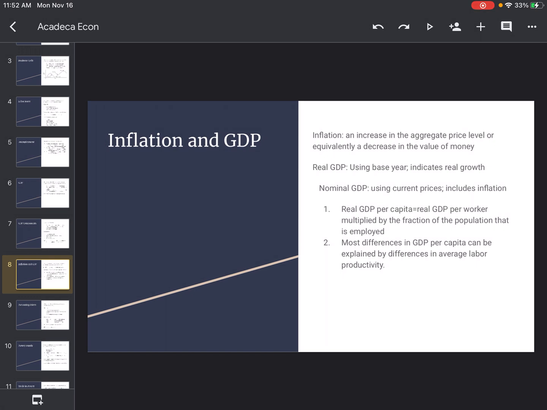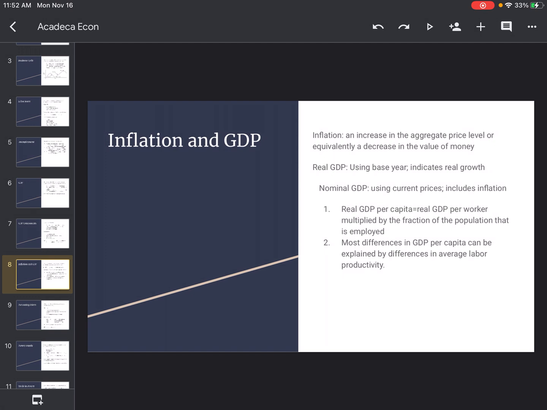Real GDP per capita is equal to the real GDP per worker multiplied by the fraction of the population that is employed. So that's just GDP divided by the number of people that are employed, and all that really tells you is the contribution of each worker to the real GDP. Most differences in GDP per capita can be explained by differences in average labor productivity. So that's pretty self-explanatory. The harder you work, the more difference you're going to make in the GDP.